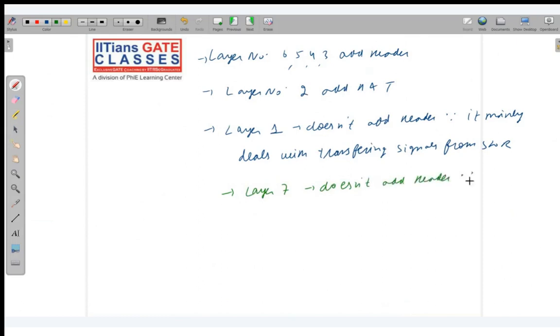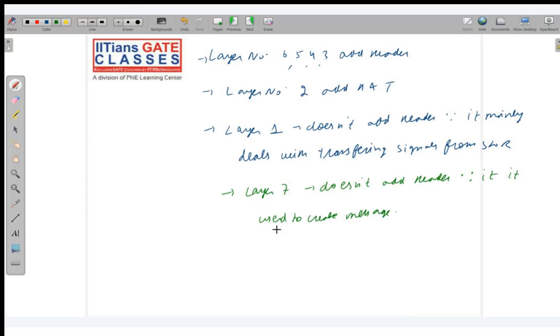Why? Because it is used to create the message. Now you may argue with me, sir, how can it create? It is simply a process. Layer number 7, that is application layer, is a process. So how will it create the message? Basically it means, see, who is creating the message? Obviously the user, because you want to send a message to somebody, so you are creating the message.